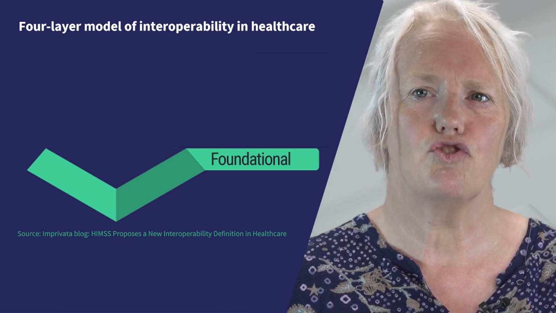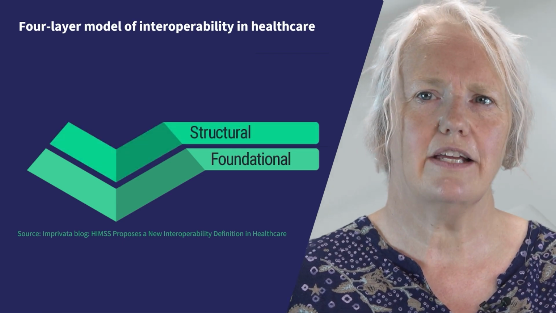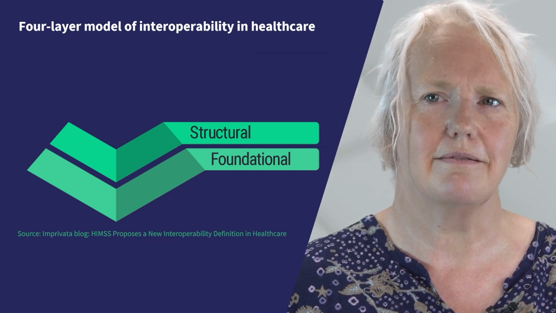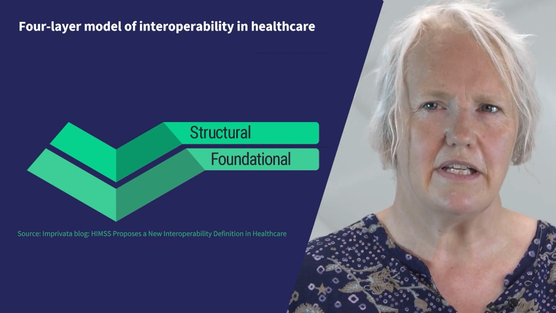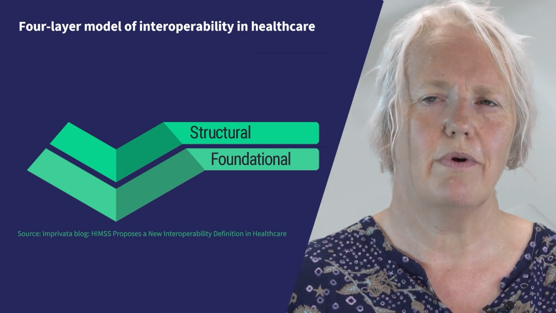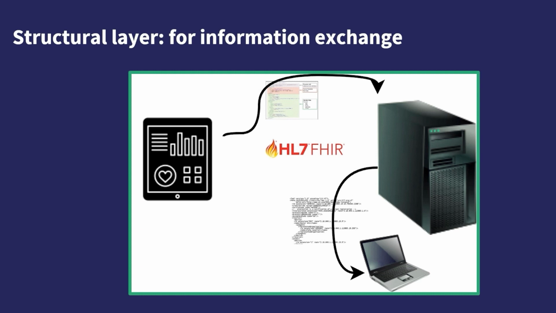The next layer is structural. This is how we package up information to send it. And the important thing here is standards and models. These have been developed in the healthcare industry to standardise how the messages are structured when they're sent. The most well-known of these are HL7 and FHIR, which is Fast Healthcare Interoperability Resources. What does FHIR look like?